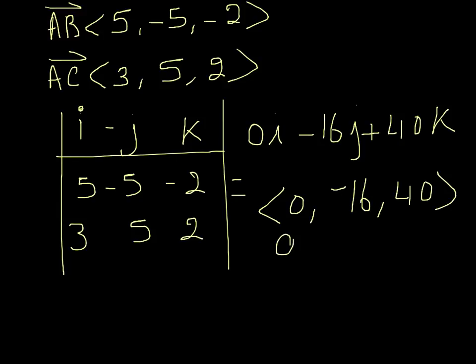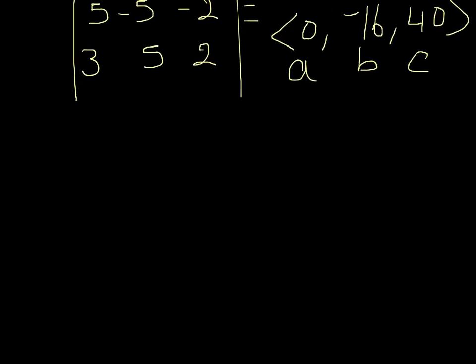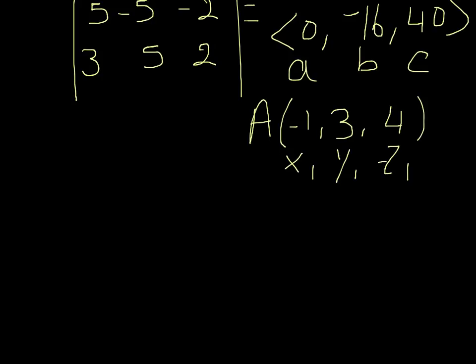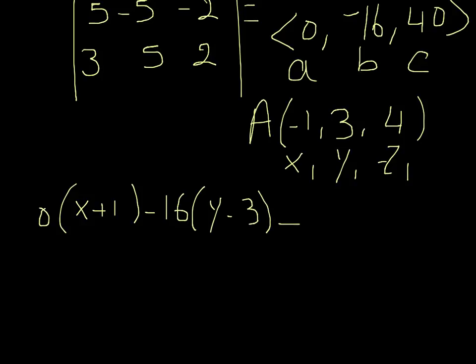I'm going to use this vector as ABC. I'm going to pick maybe point A, from one of those 3 points that came up ahead, and then write the equation of the plane. And the point A in this case was negative 1, 3, 4. So that was my x1, y1, z1. The equation of the plane is going to be 0 times x plus 1, which doesn't have any point on it, minus 16 times y minus 3 plus 40 times z minus 4.